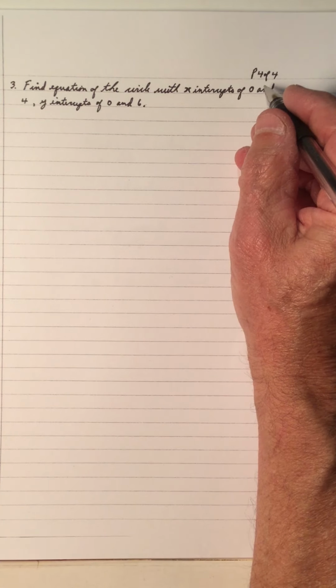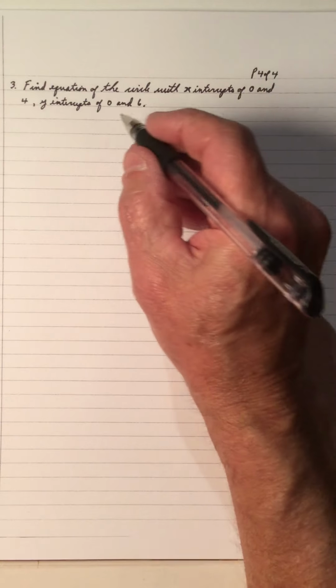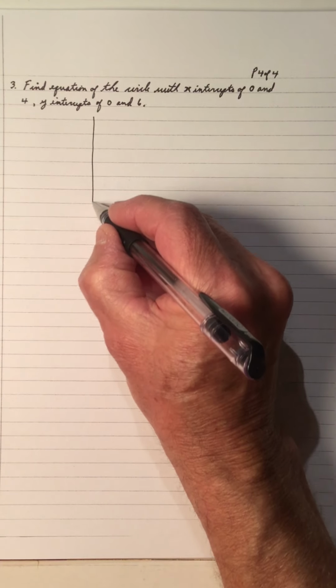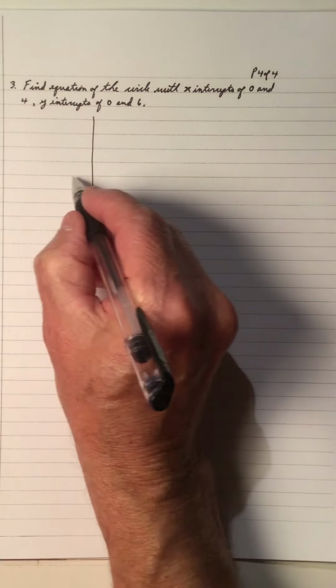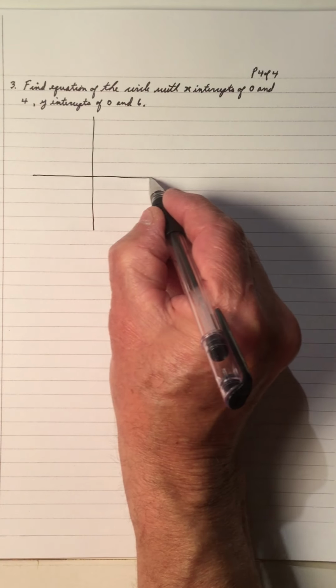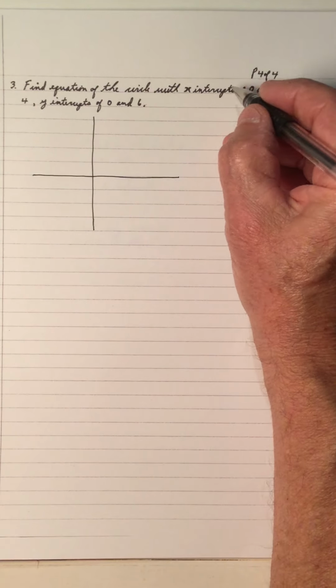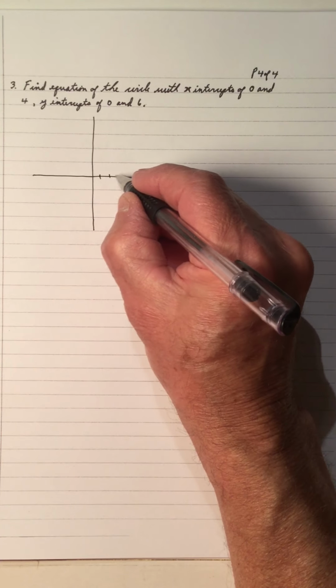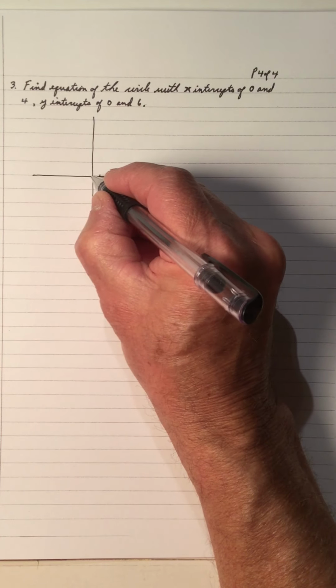Now, a little tiny different question here. Find the equation of a circle if the x-intercepts are 0 and 4, the y-intercepts are 0 and 6. So, let's have a look at that. We have x-intercepts of 0 and 4. So let's just mark those out.